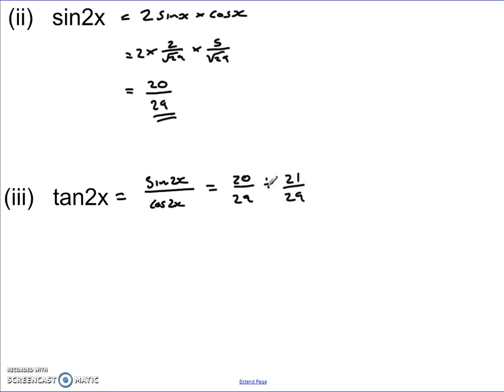Now remember, we've got fractions and we're dividing. Turn this to a times and flip the second one. So that becomes 20 over 29 times 29 over 21. Now looking across diagonally, the 29s will be able to cancel. What I'm able to then do is write it as 20 over 21. Job done, there's my tan 2x there. So we know these, we can simply substitute them in.